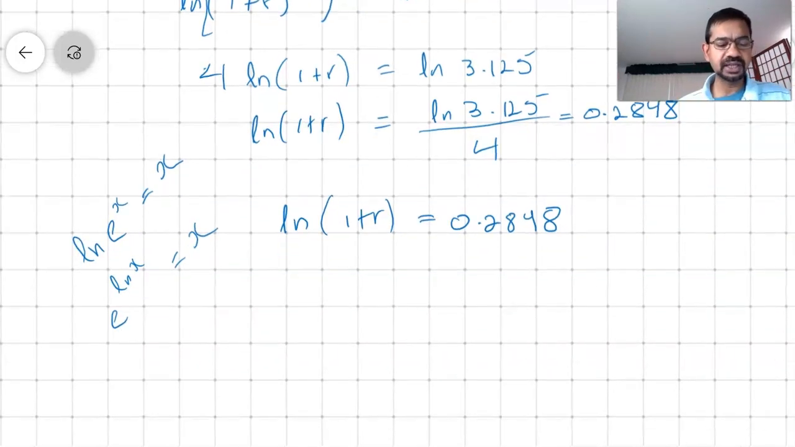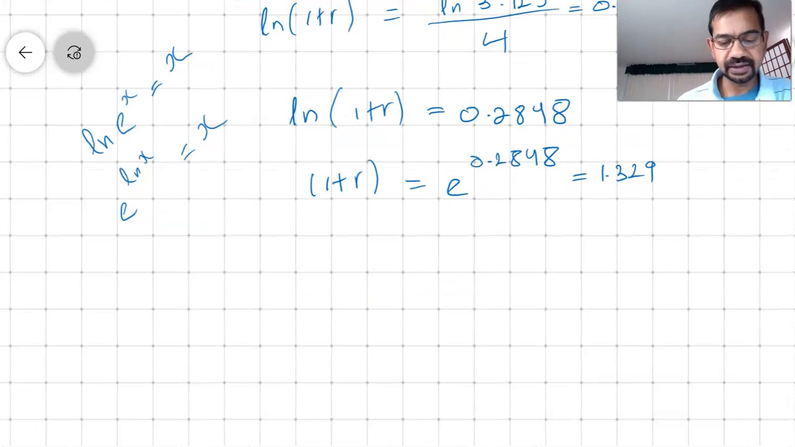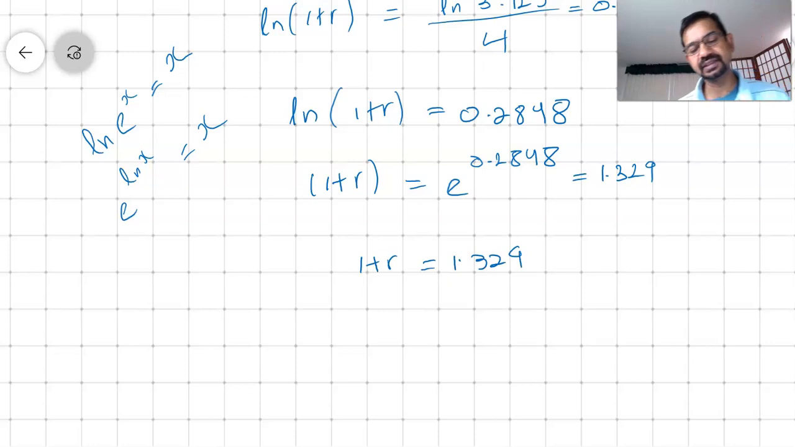So now I can exponentiate both sides. When we exponentiate the left side, we simply get 1 plus r. When we exponentiate the right side, we will get e to the power 0.2848. And then let's see what this is equal to. And this equals 1.329. Okay. So what we get is that 1 plus r equals 1.329. So if we were precise, then our r is actually 32.9%.